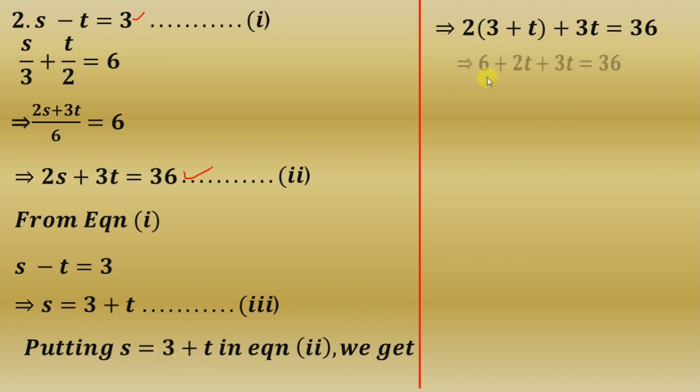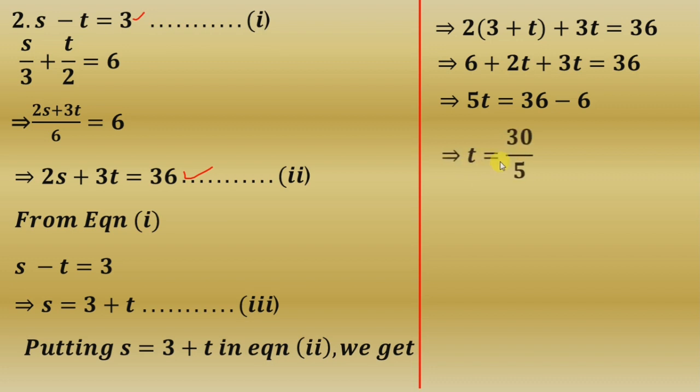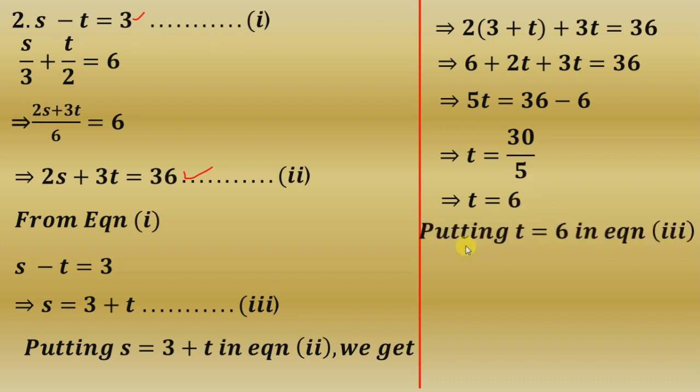Then simplification: 2 3s are 6 plus 2 into t is 2t plus 3 into t is 3t is equal to 36. Now plus 6 will go this side, it becomes minus 6. 2 plus 3 is 5t. So now t is equal to 30 by 5, 5 6s are 30, so t is equal to 6. Now again putting t is equal to 6 in equation number 3.